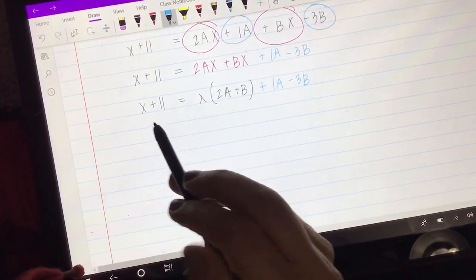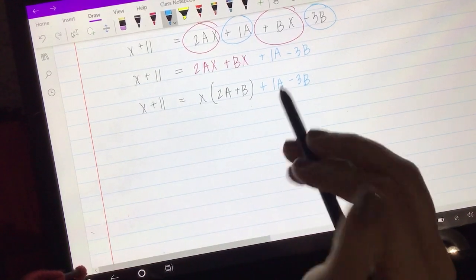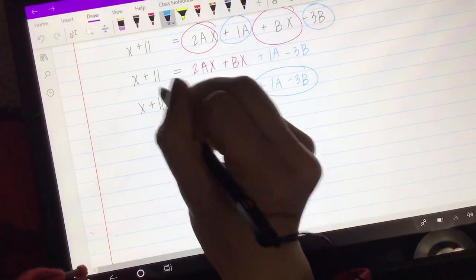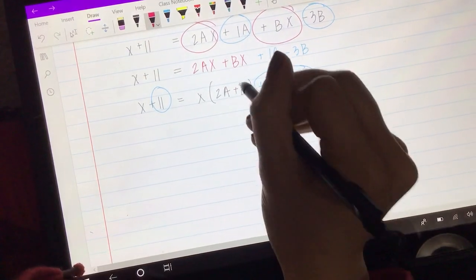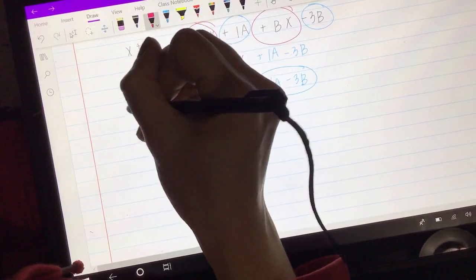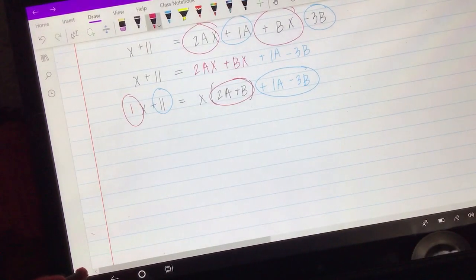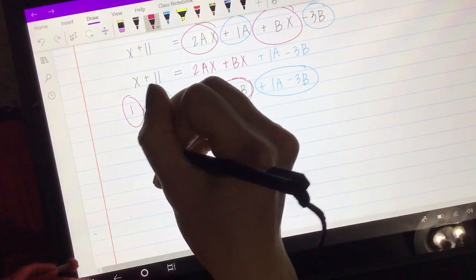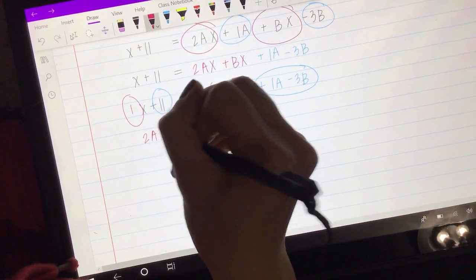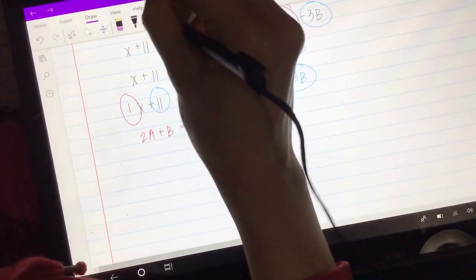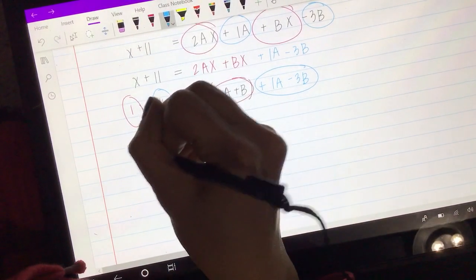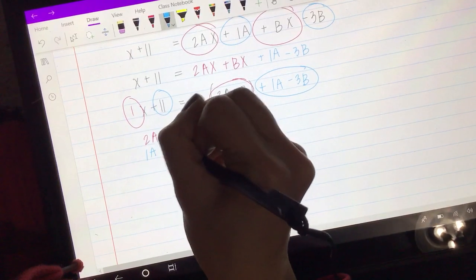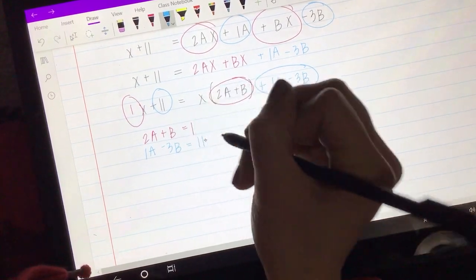Now, in order for this left side of the equation to be equal to the right side of the equation, we know the constants have to equal the constants, and the linear term coefficient has to equal this linear term coefficient. Remember, it's an imaginary 1 right there. So let's set it up. We have 2a plus b equals 1, and our other equation is 1a minus 3b equals 11.